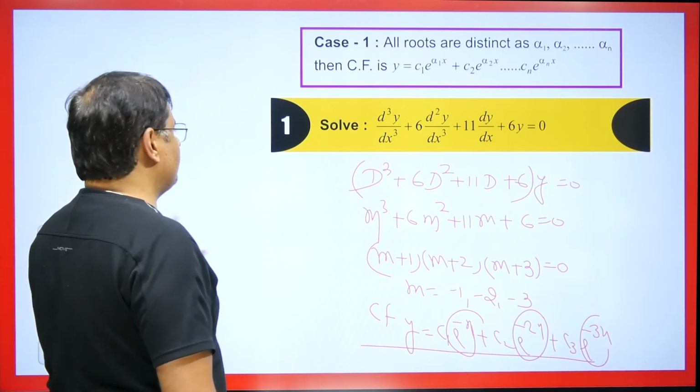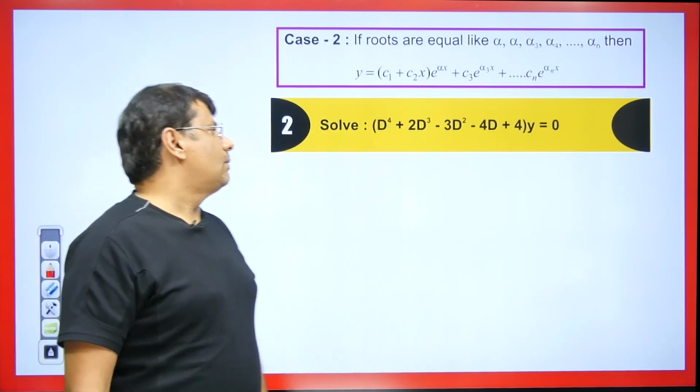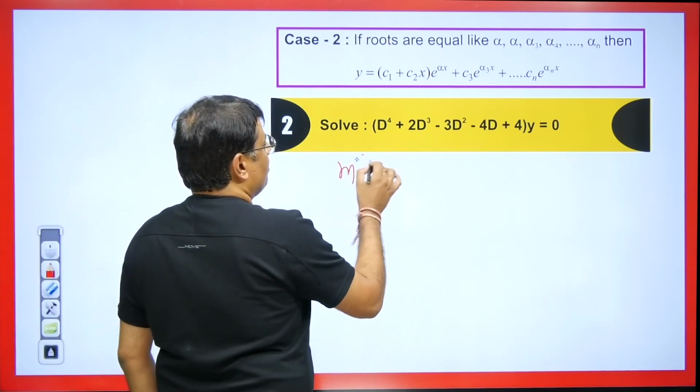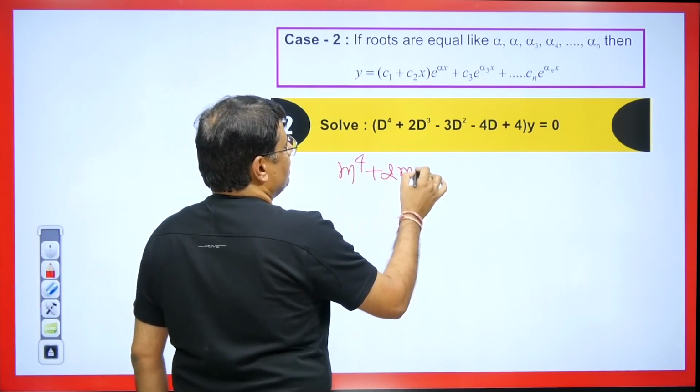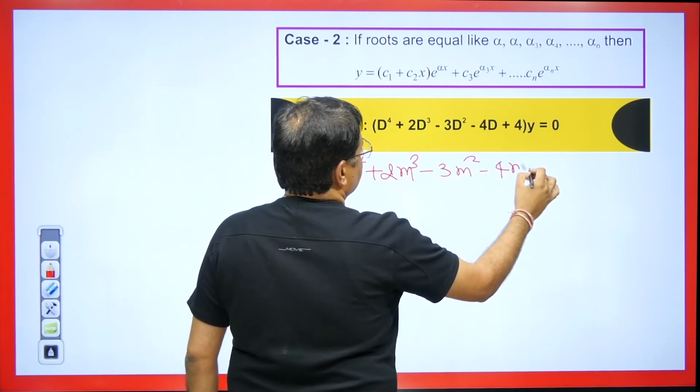Students, look at the next question. It has been given d to the power 4 plus 2d cube minus 3d square minus 4d plus 4. So now, replace d with m, it is m to the power 4 plus 2m cube minus 3m square minus 4m plus 4 is equal to 0.